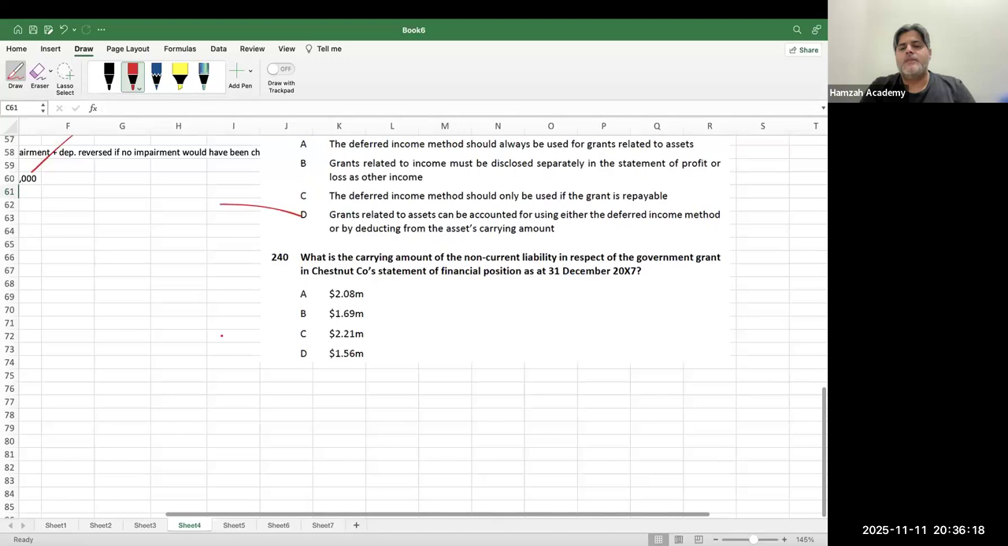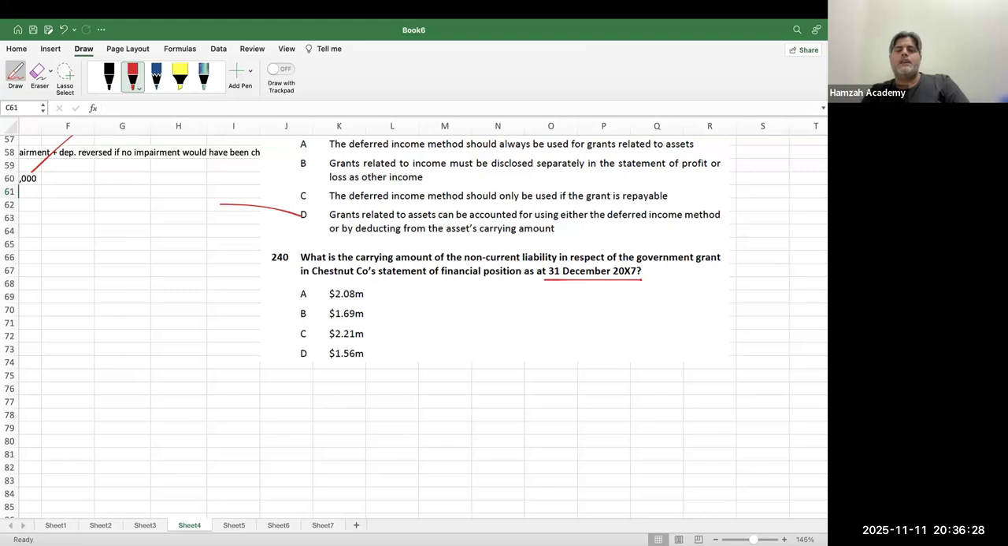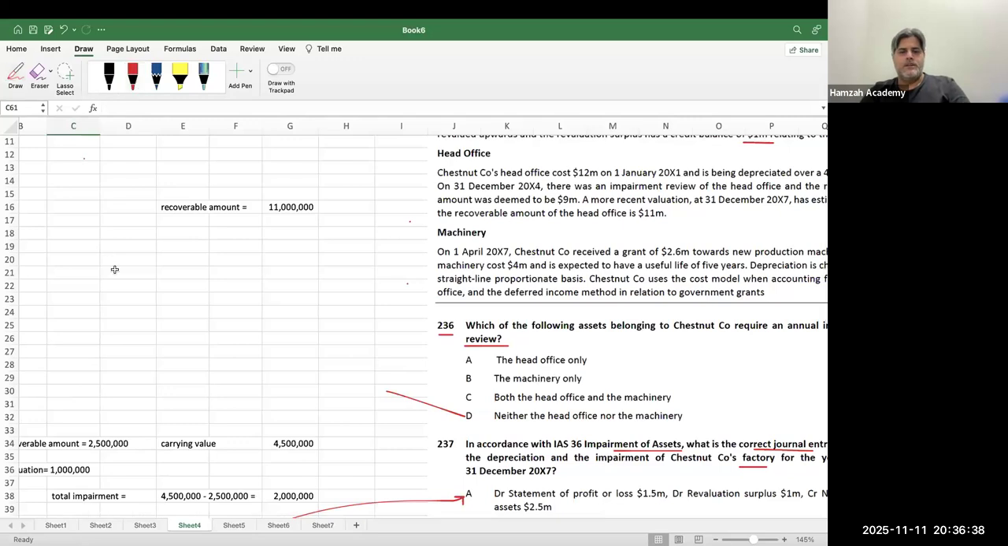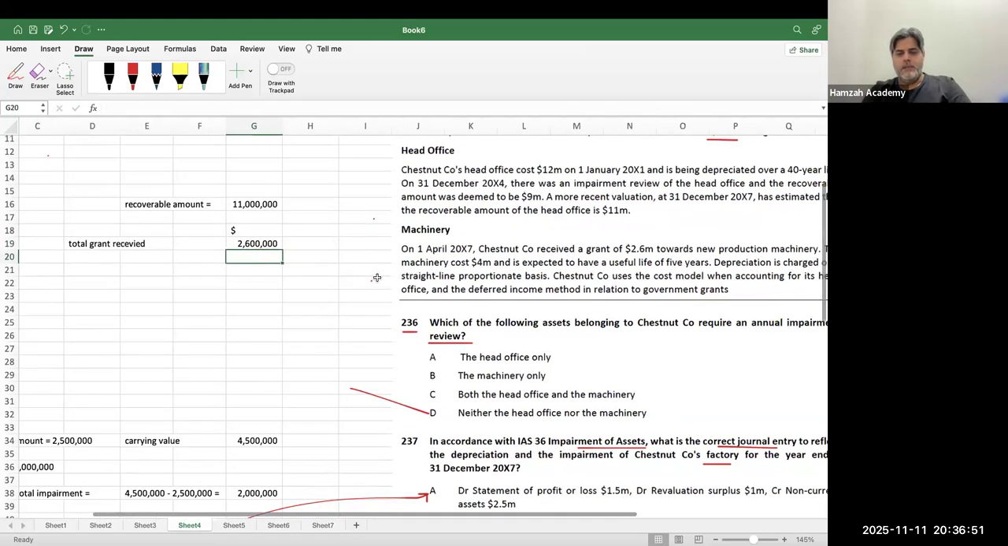And then, what is the carrying amount of the non-current liability in respect of the government grant in the company's statement of financial position at 31st December? We are going to solve it here and then paste it over there. Look, we have the total grant received, 2.6 million, on 1st April 20x7.